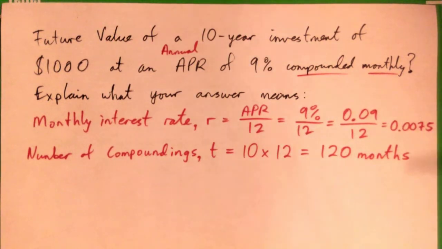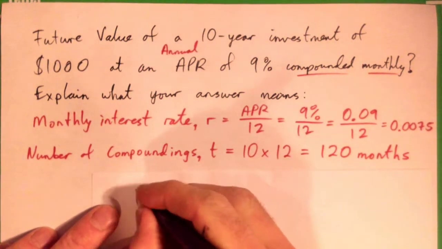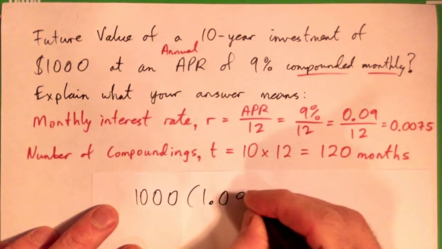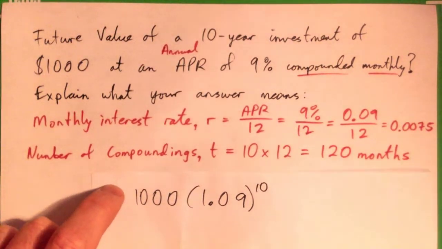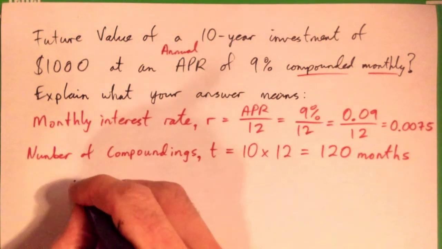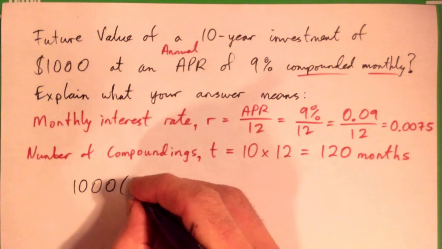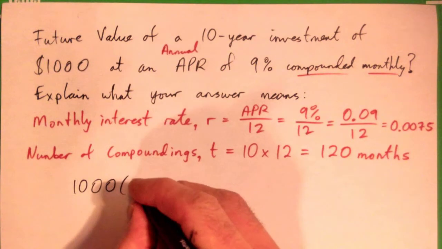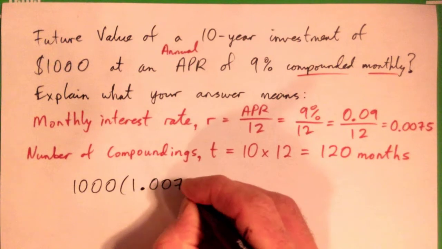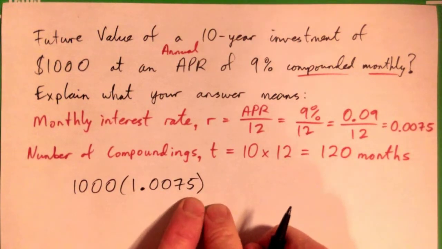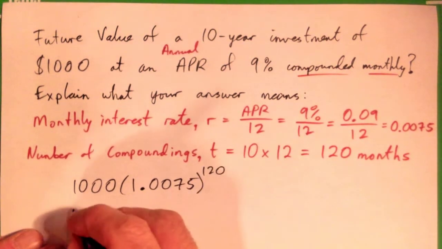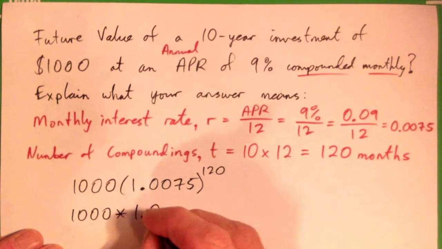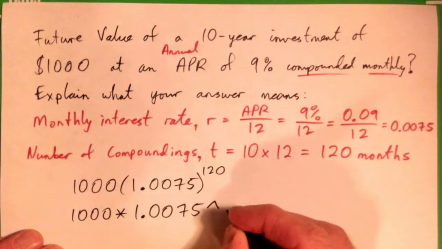So that's the thing. If it was annual compounding, you would just take the 1,000 and times it by 1.09 to the power of 10. That would be annual compounding, but this is monthly compounding, which is a little different. So we take our $1,000, that doesn't go anywhere. We multiply it by 1 plus the rate, which is 1.0075, and then to the power of how many compoundings? 120, right? In the calculator, it looks like this: 1,000 star 1.0075 to the power of 120.